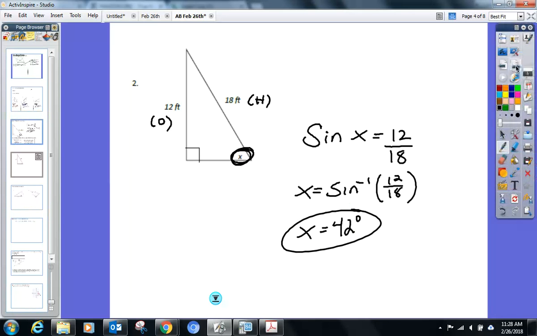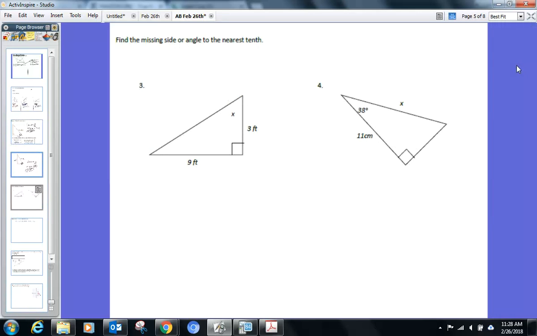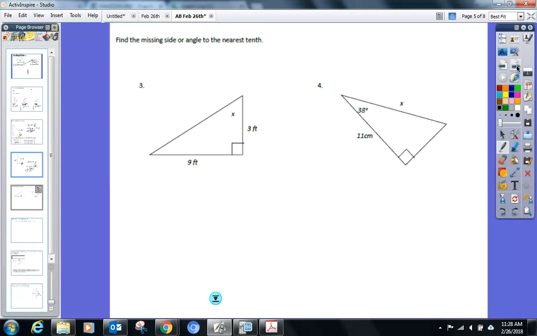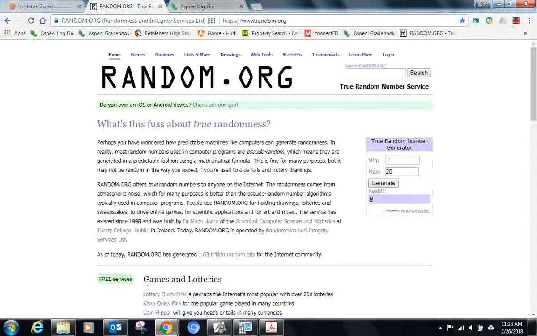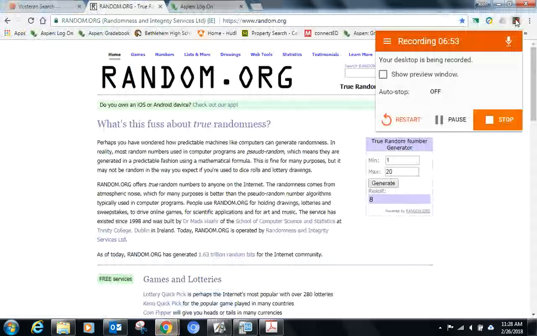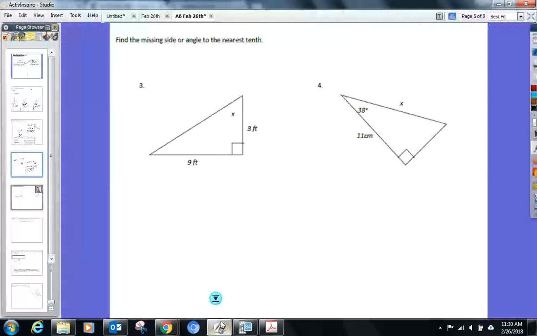Two on your own right now. Be careful because 3 I asked for the angle and 4 I'm asking for a side. So I want to see you guys jump back and forth now. Okay, I want to see if you can handle that. Okay, 3 you're finding this angle, 4 you're finding a side. Tell me the ratio you used and final answer rounded to the nearest tenth.